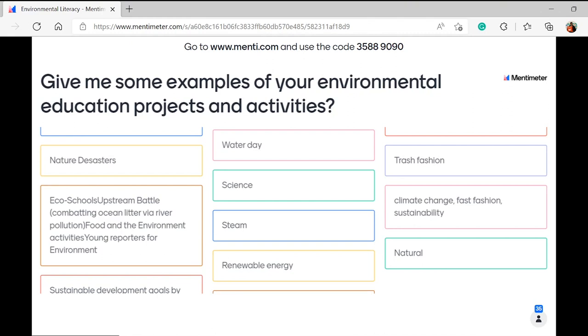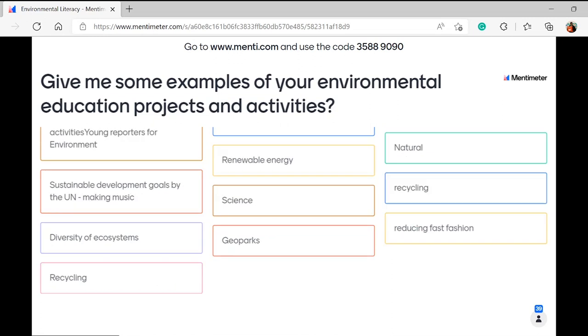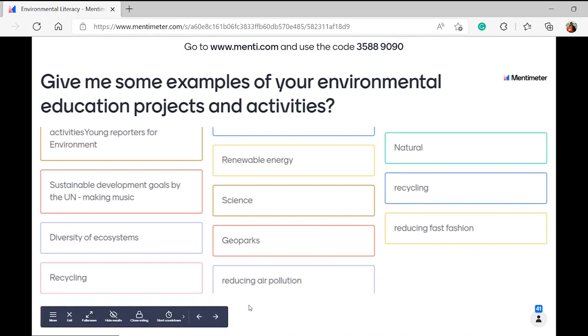Wow, yes, making those connections. Fast fashion, very important topic. Sustainability, renewable energy, diversity of ink, reduce fast fashion, recycling. Great, almost 41 people have responded.